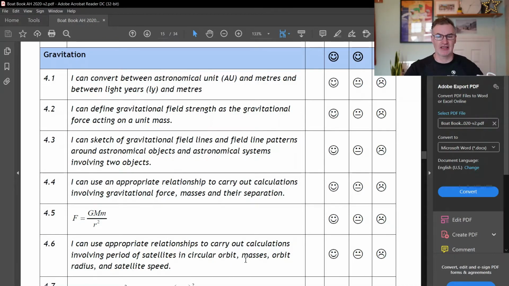I mean, again, this is stuff that's in Higher. Now moving on more to the Advanced Higher stuff, I can define gravitational field strength as the force acting per unit mass. And this is a chicken and egg thing a bit, that as in Unit 3, when I was talking about electric fields and magnetic fields, I was referring to gravitational fields as an example of an electric field, because they're very similar.